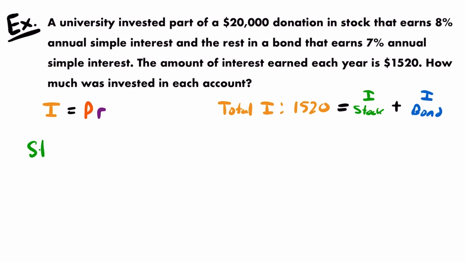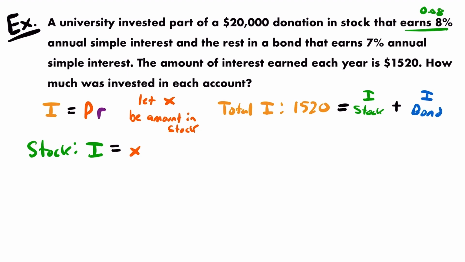Let's start with the stock. The interest for the stock will be equal to the amount of the investment, P, and what would that be? Well, we know it's going to be part of a $20,000 donation, but we don't know the actual amount, okay? We're not even given a percentage of that amount like we were in the previous example. So what we'll say here is let X be the amount invested in the stock, okay? So the investment P will just be X, and then we're multiplying that by the simple interest rate R, which for the stock is 8%. And 8% as a decimal is 0.08. So we're multiplying X by 0.08.